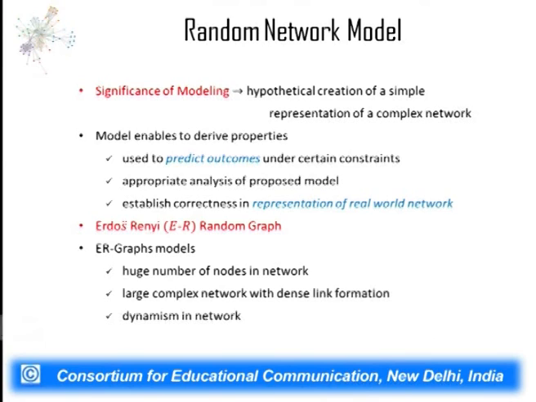Next will be the appropriate analysis of the proposed model, to establish correctness in the representation of the real world network. It's very important, because to have reliability on the model, it has to be very correct. To take up this correctness issue, we normally model it a number of times to get an appropriate model, one that is suitable for a particular domain or discipline. Random graphs also have a variety of versions. There are so many types.